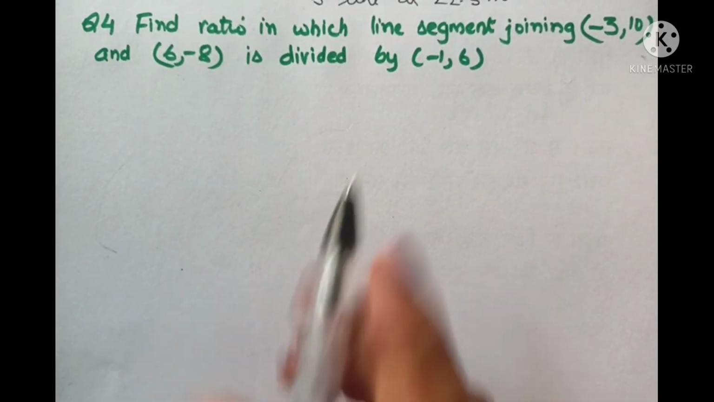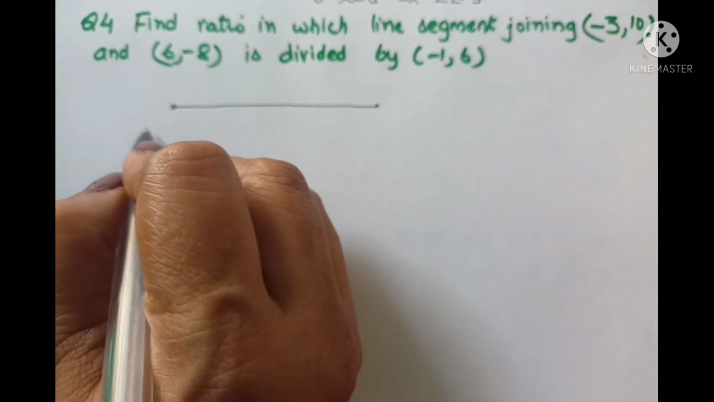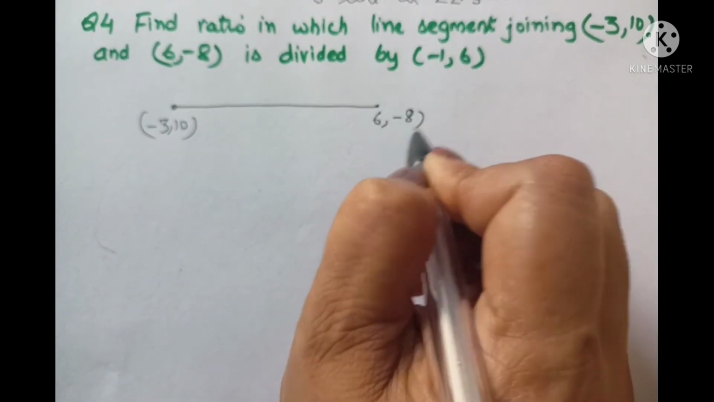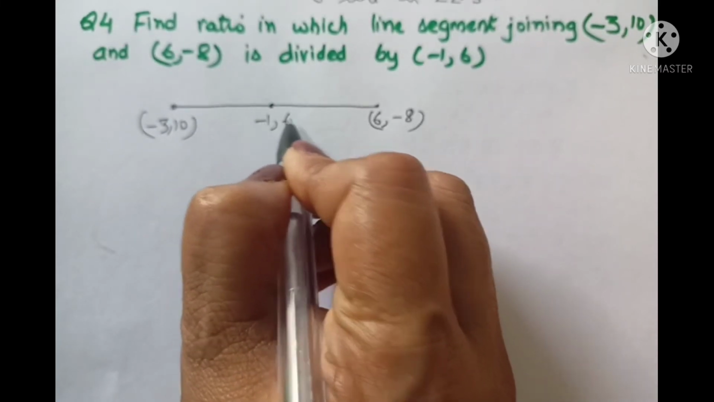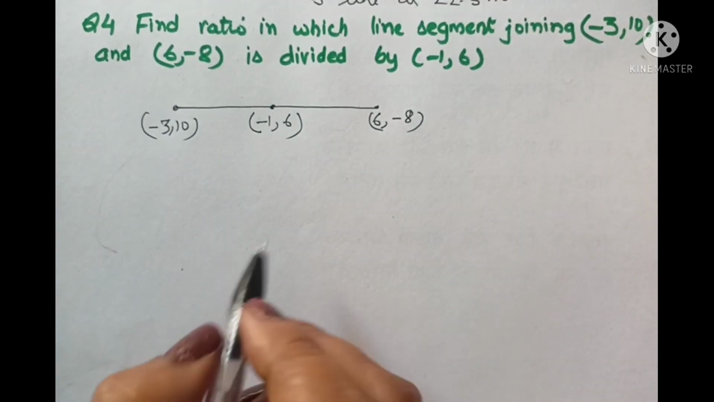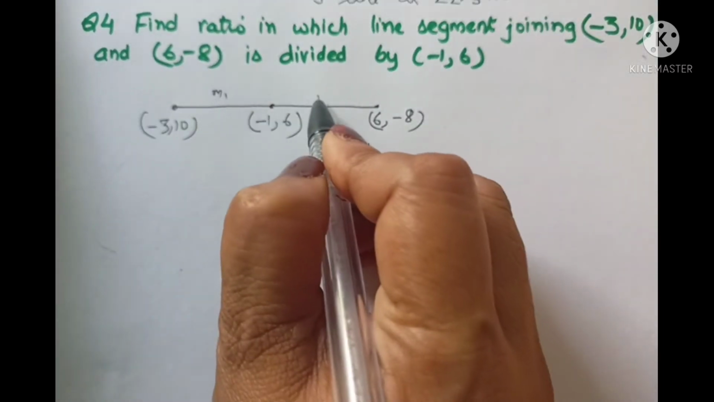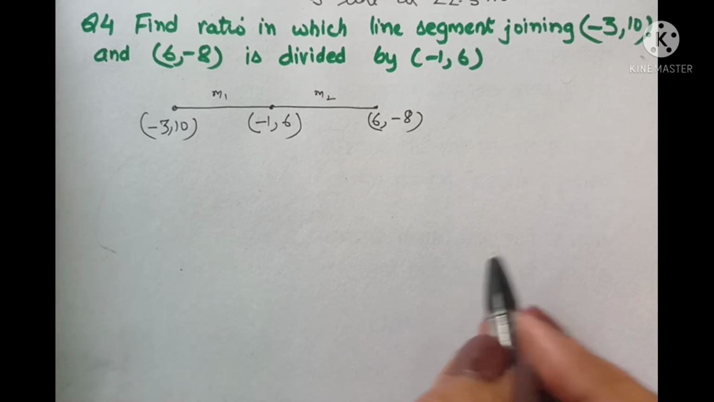For question number 4, let us draw the rough figure. The line segment is joining the points (-3, 10) and (6, -8), and we have to find the ratio in which it is divided by the point (-1, 6). Now here we have to understand one thing. Though the ratio we have learned so far is m1 ratio m2, but let's make our work easier.